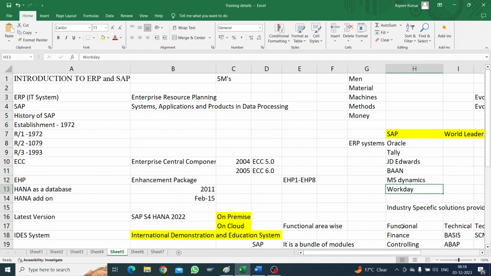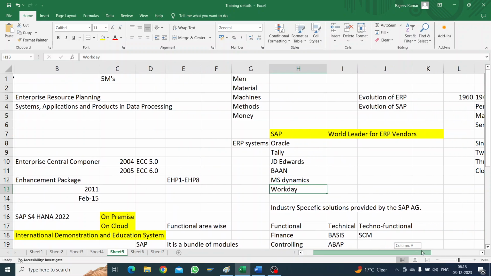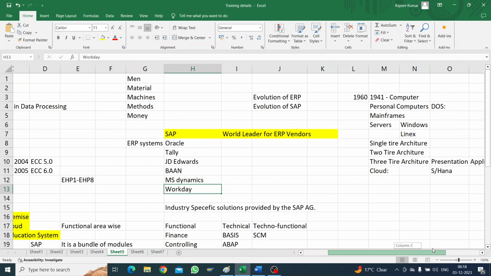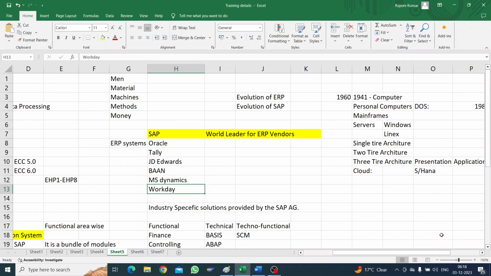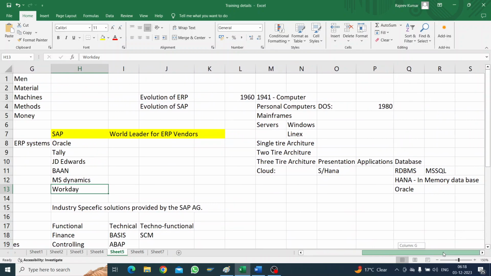We have Workday, and there are many more. The list is very long, I will say. So the list is not so small as such. Before I go into that, let me also tell you a little bit more about how computer development and other things have started coming into the picture.